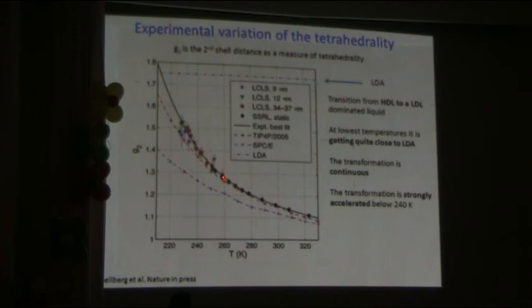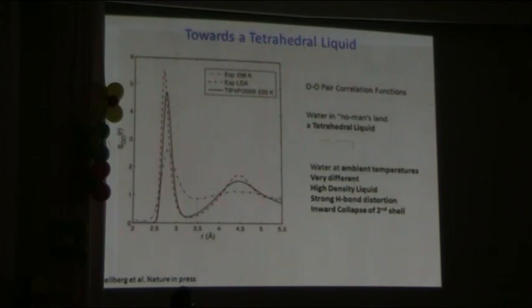Here's TIP4P 2005, which underestimates the accelerated transformation that we see in the experiment towards a tetrahedral liquid. Up here we have low-density amorphous ice, and it goes towards a much more tetrahedral liquid. Now, I say towards a tetrahedral liquid. Well, people normally speak of ambient water as tetrahedral.